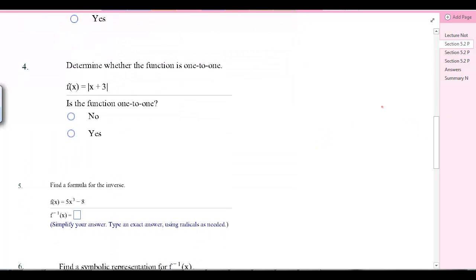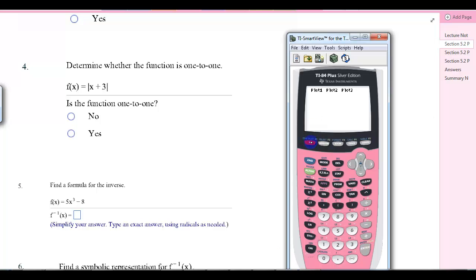All right, on number 4, determine whether the function is 1-to-1. And we don't have a picture. We can easily go here to our calculator if you don't really remember what absolute value looks like. In the second catalog, the first thing is absolute value. And inside that absolute value, I'm going to put x plus 3. And then I'm going to do a Zoom 6 because I think I had changed my windows.